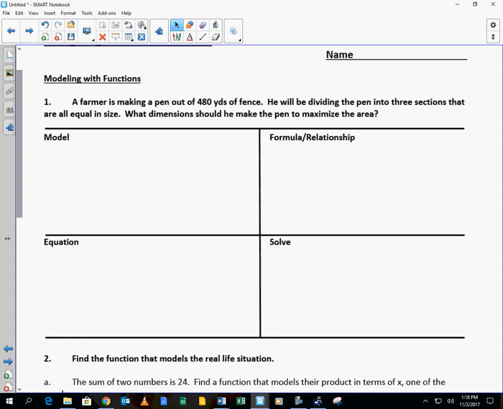First of all, ask yourself, what's the goal of the problem? What's the overall goal that we're trying to accomplish? Yeah, we want to maximize the area. And so a formula for area is going to be pretty important, right? So I need a formula for area. Well, what is the shape that we're trying to find the area of?